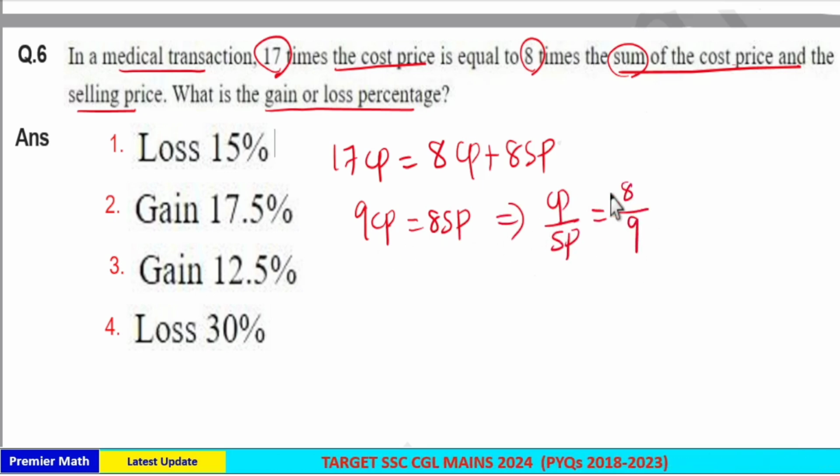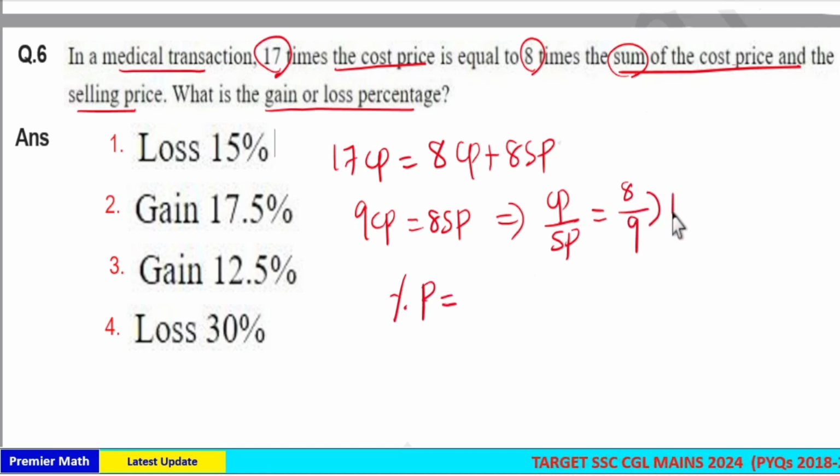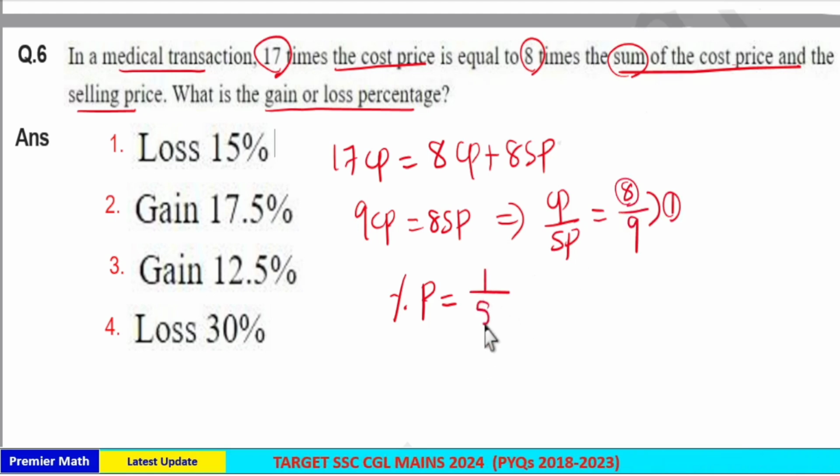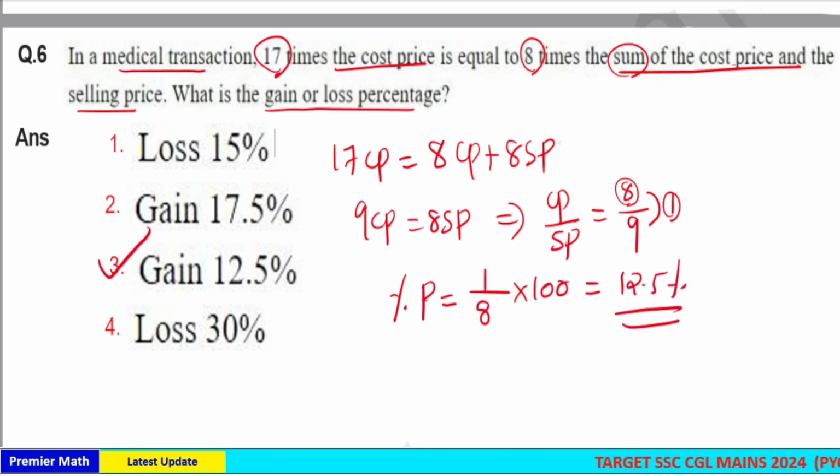Now you can see CP is 8 and SP is 9. That is, SP is greater, which means this is percentage profit. Now the difference between selling price and cost price is equal to 1 part. That is, profit here is equal to 1 part. This 1 part is generated out of this 8 part, so 1 part profit generated out of 8 part cost price. So 1 by 8 into 100 is the percentage profit here, which is 12.5%. Option 3 is your answer.